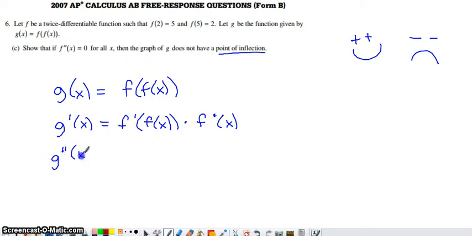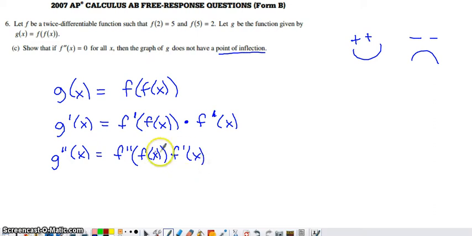So g double prime of x is going to be equal to the derivative of this. Now, one thing I notice is that this is a product, so I'm definitely going to have to use the product rule when I try to find g double prime. This is going to be a little tricky, but as long as you're careful, it's not that bad. We want the derivative of this piece first, so this is going to require a chain rule. The outer function's f prime. The derivative of f prime would be f double prime, and we're going to leave the inner function inside of that. And then we're going to multiply by the derivative of this inner function, and the derivative of f of x would be f prime of x.